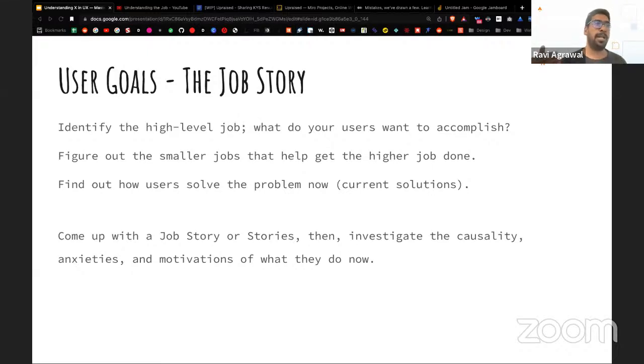So whenever you have the problem statement ready, whenever you have identified business goals, at this point it is very important for you to come up with a job story or a set of stories, and then investigate what motivation, anxieties, and causes are there for all of these jobs, right?